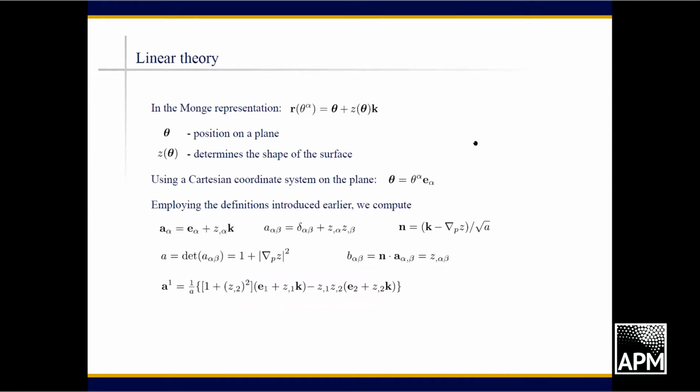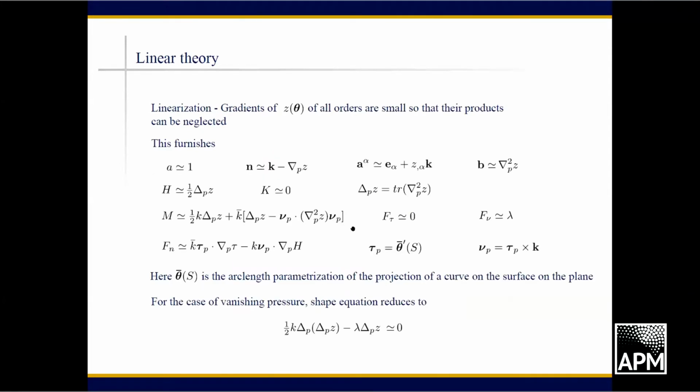Well, to study some simple solutions, we can imagine linearizing the equation for the shape with respect to a plane. And so it's natural then to adopt the Monge parameterization of the surface. Theta is position on the plane. Z of theta is the height of the bilayer above the plane. And we can contemplate linearizing the theory for small z and small gradient of z. And some calculations here lead ultimately to that linearization.